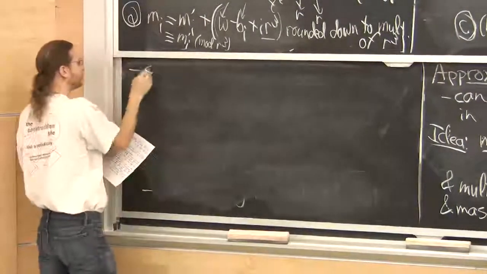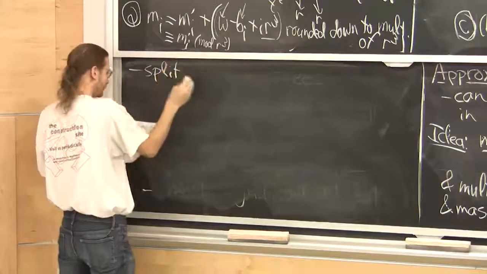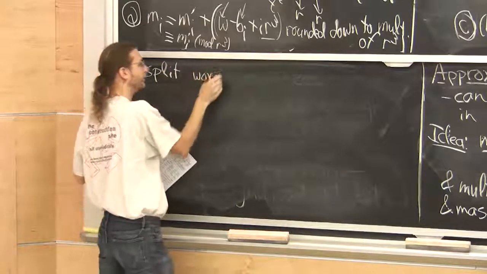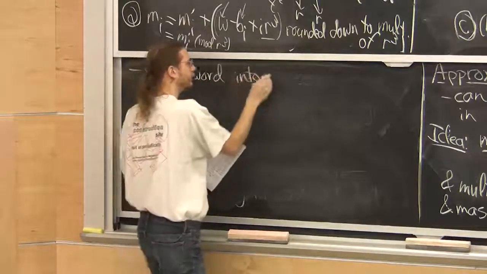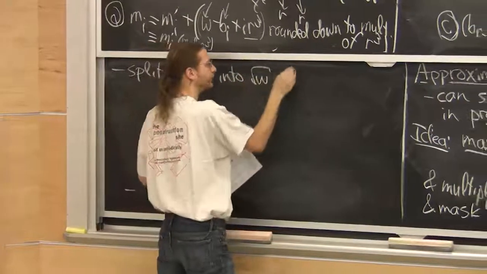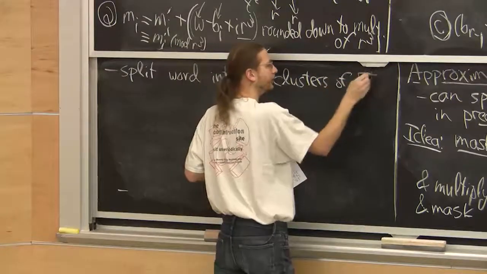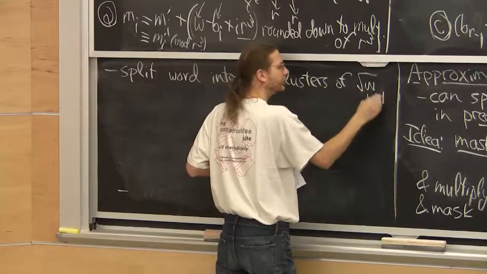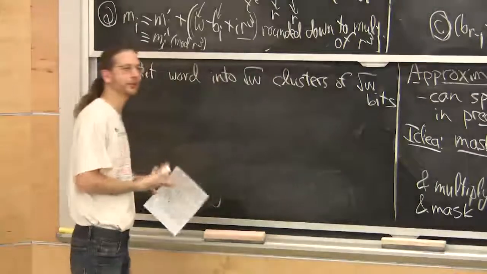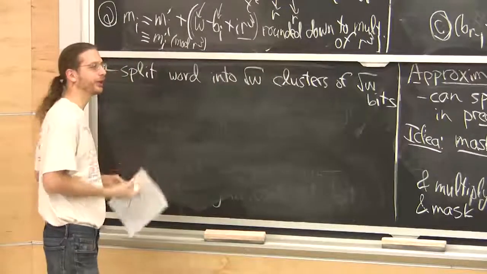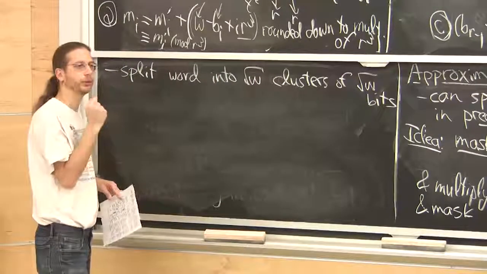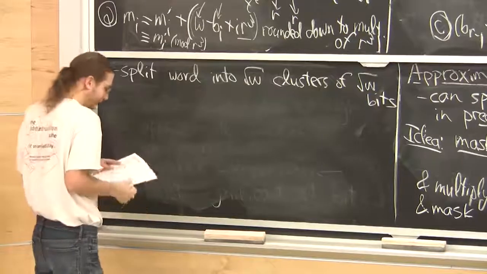So here's what we do. We split the word into root W clusters of root W bits. Sound familiar? This is exactly what we did in Van Emde Boas, except Van Emde Boas did this recursively. We're going to do it once. We can only afford constant time.